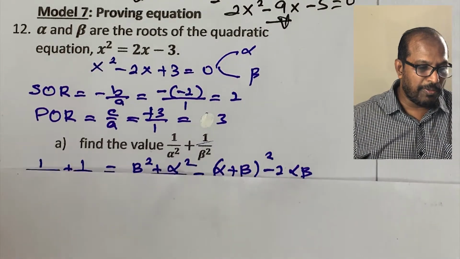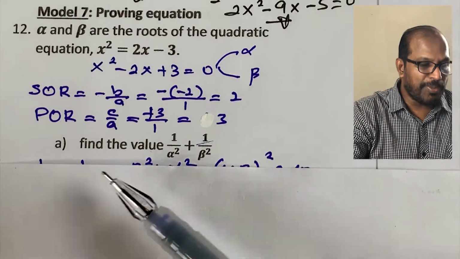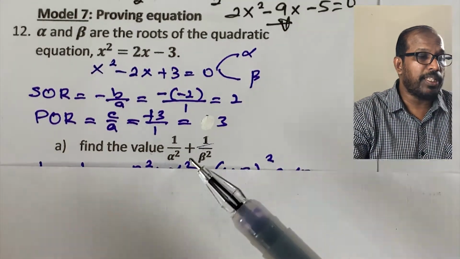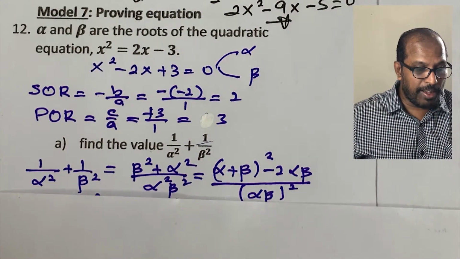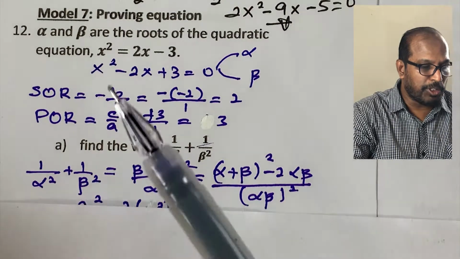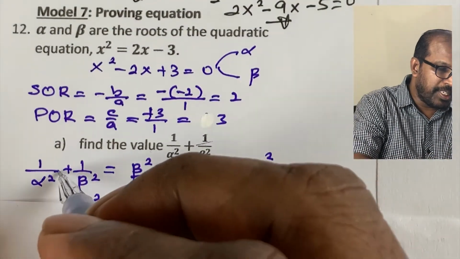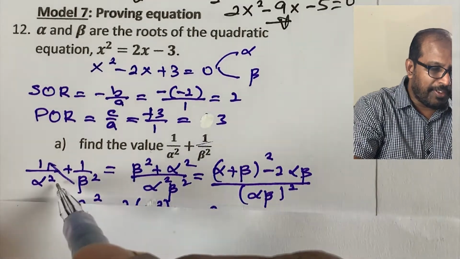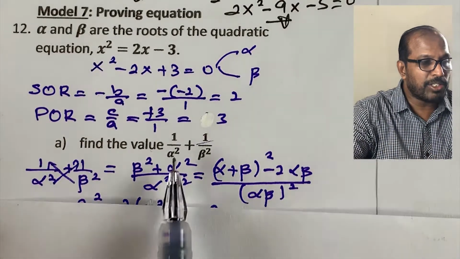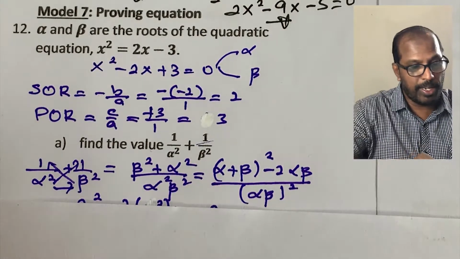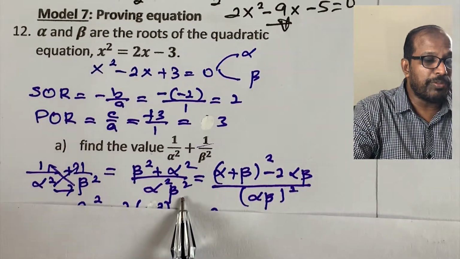So we got it. Now the first part of the question. What's the first part of the question? They ask you to find the value of 1 over alpha squared plus 1 over beta squared. This is a straightforward question where what we do is 1 over alpha squared plus 1 over beta squared. We cross multiply. So step 1, we got beta squared, and alpha squared times 1, I got alpha squared. Then I multiply both denominators.